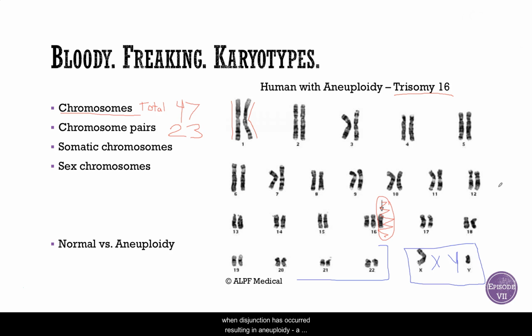has occurred, resulting in aneuploidy, a greater than or lower than number of chromosomes for that individual. So this illustration does show an additional concept, aneuploidy, which is the result of disjunction, resulting in too many copies of chromosome 16.